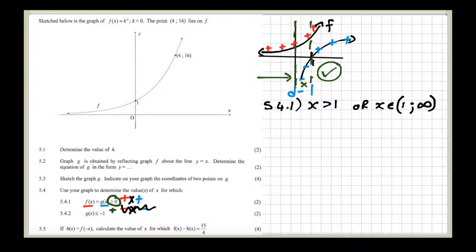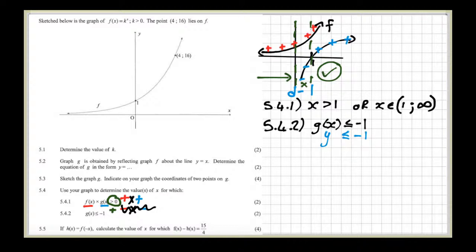Let's go over to 5.4.2. Now 5.4.2, for me, when I did it, was kind of an interesting question. The interesting question was, where is g(x) smaller or equal to negative 1? In other words, where are the blue y values smaller or equal to negative 1?